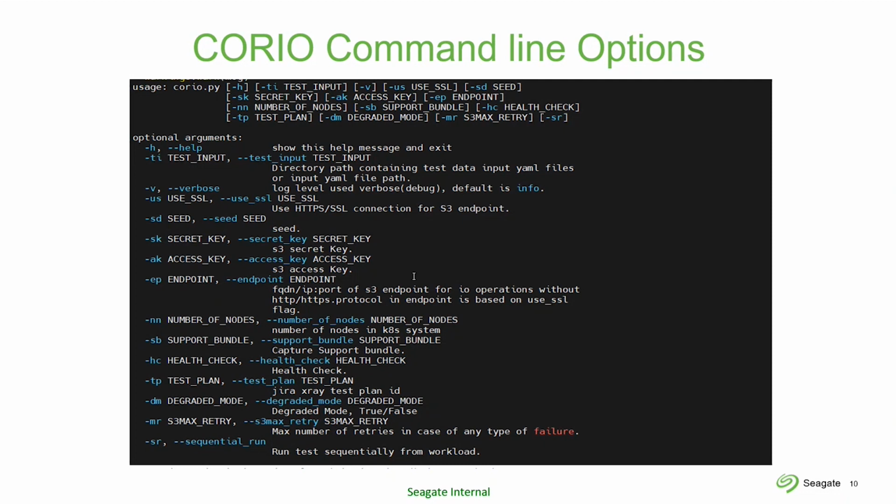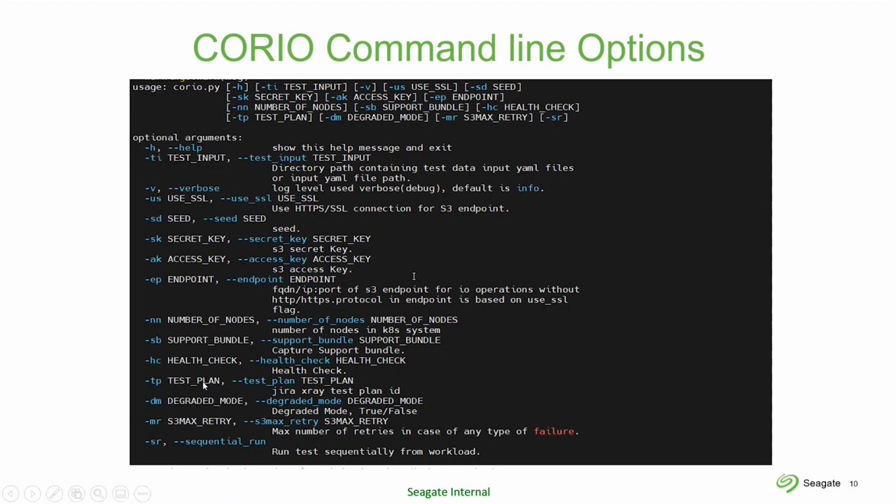The secret key, access key, and endpoint are compulsory and need to be given by the user. Number of nodes is the cluster size, like I mentioned, 3, 5, 9 or any. There are log bundles and health check. This is an extended feature we added. For health check, there will be a separate thread which will continuously check the health of the system under test.